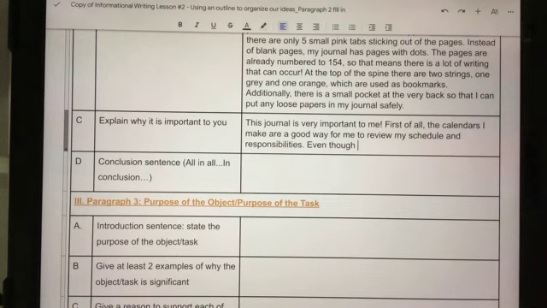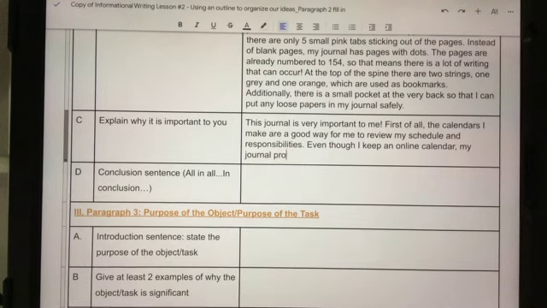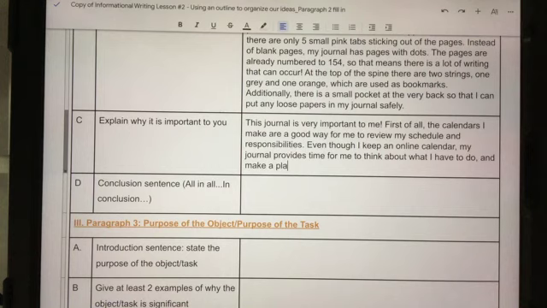Even though, so this is, remember I talk about elaboration. I'm going to elaborate on why this helps me with the calendar, okay? Even though I keep an online calendar, comma, my journal provides time for me to think about what I have to do, comma, and make a plan.